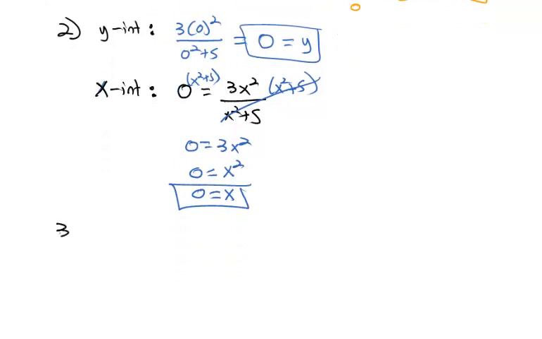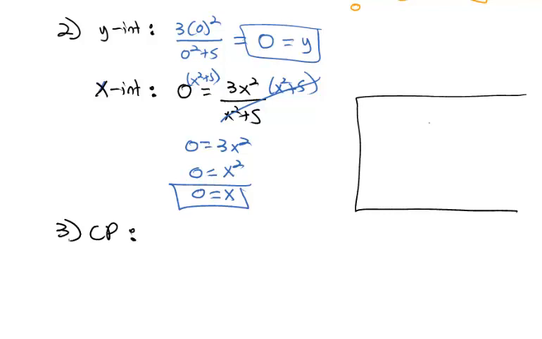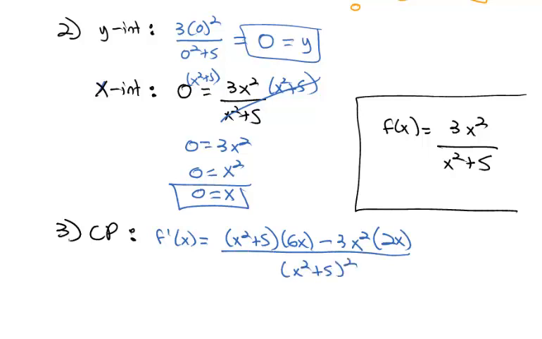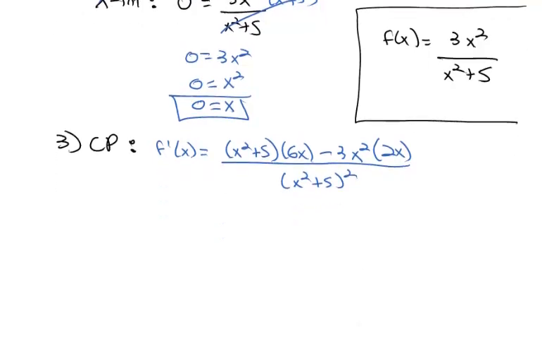Third thing we look for are critical points. Again, I've got the function off my screen, so I'm just going to rewrite it here so we remember that f of x is 3x squared over x squared plus 5. It's a quotient, so we use our quotient rule. F prime of x is low, x squared plus 5, d high, 6x, minus high, 3x squared, d low, 2x, all over square the bottom, x squared plus 5, and away we go.